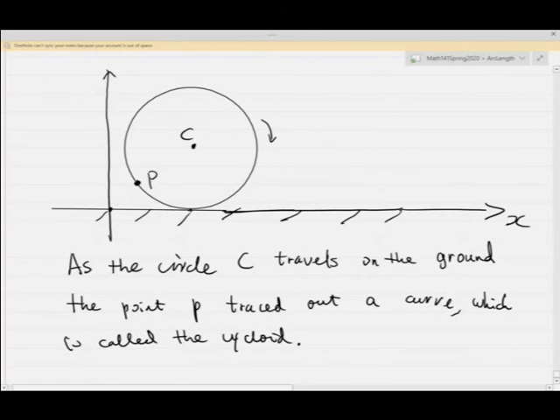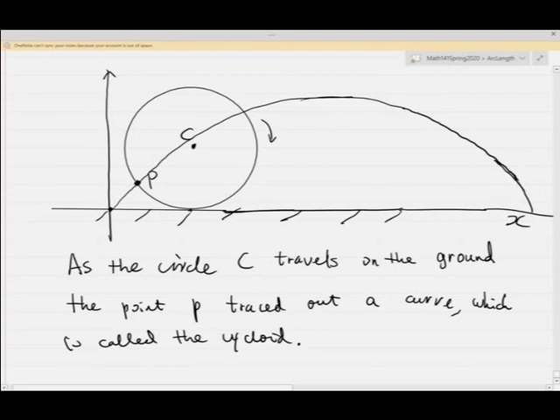The curve does what? Use your imagination, geometric imagination. So what does this look like? Okay, somehow it looks like this. It's symmetric. Use your imagination.